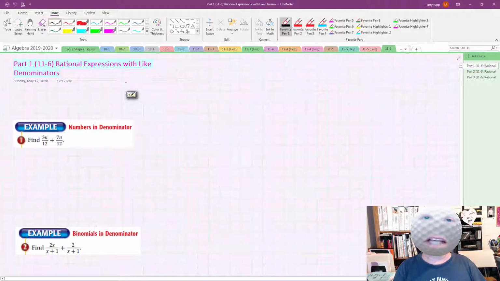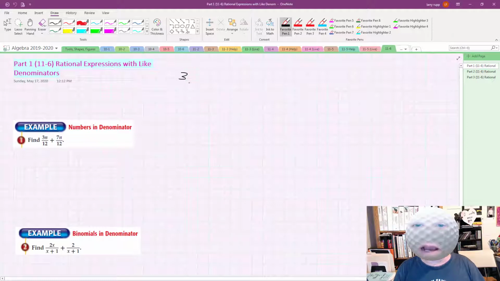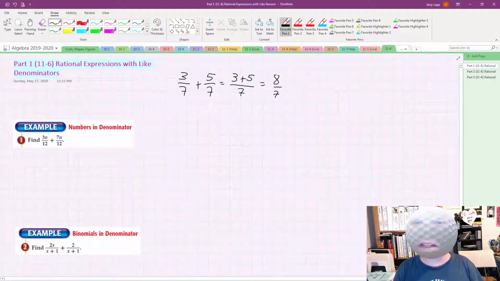Adding rational expressions with like denominators is exactly the same as adding fractions with like denominators. If you had 3 over 7 plus 5 over 7, then you would take 3 plus 5 and write that over the common denominator, 7. And this would become 8 over 7. We're going to leave it as an improper fraction for now and not worry about it. This methodology is exactly what you do for rational expressions with like denominators.